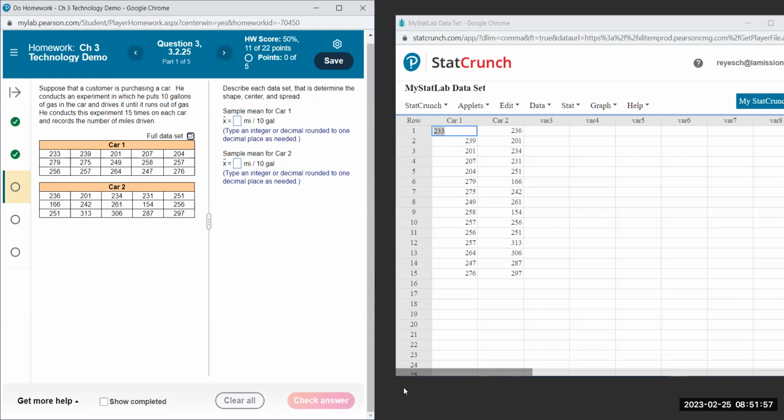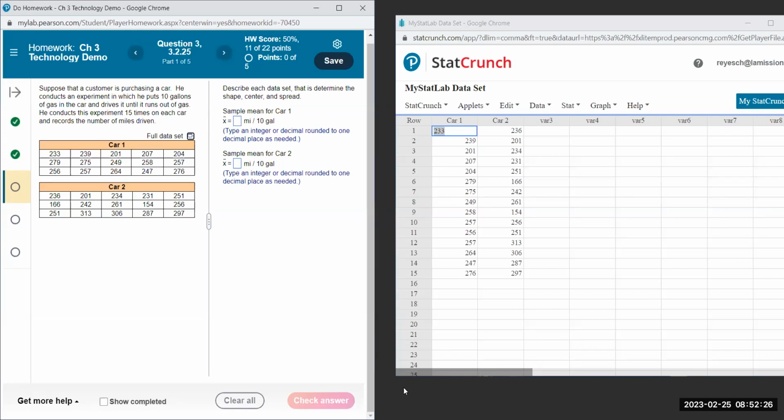Suppose that a customer is purchasing a car. He conducts an experiment in which he puts 10 gallons of gas in the car and drives it until it runs out of gas. He conducts this experiment 15 times on each car and records the number of miles driven. So maybe he wants to see which vehicle of the two is more fuel efficient, which one you can get more mileage out of. Uses less gas, in other words. And he's comparing two cars, and he takes 15 measurements on each car.